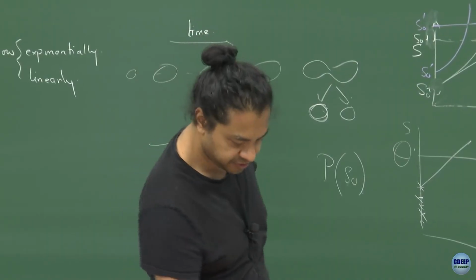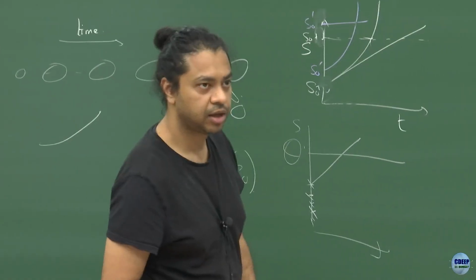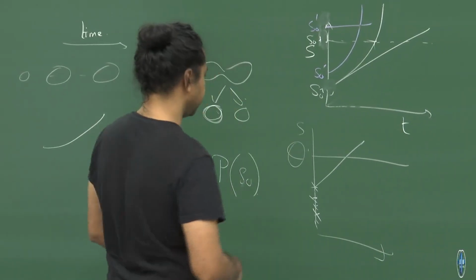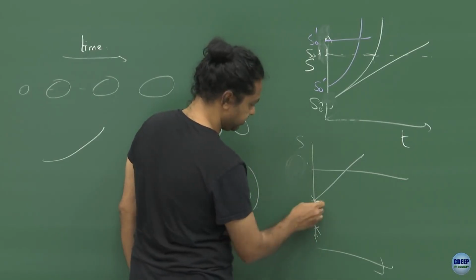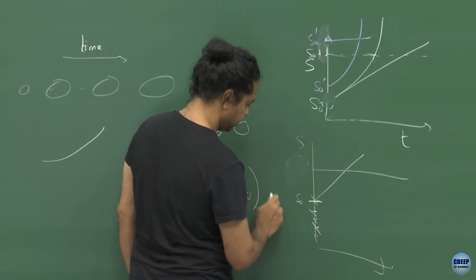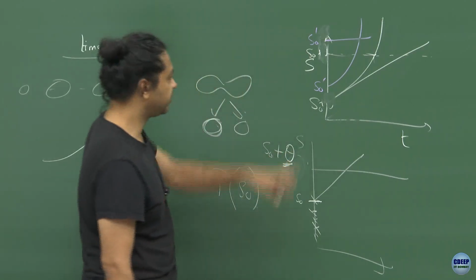The second hypothesis is that you have to grow by some absolute amount and then you divide, which means that the threshold is not a fixed theta, but it changes depending on what your S naught is. So the threshold is S naught plus some fixed theta. That is the second hypothesis.